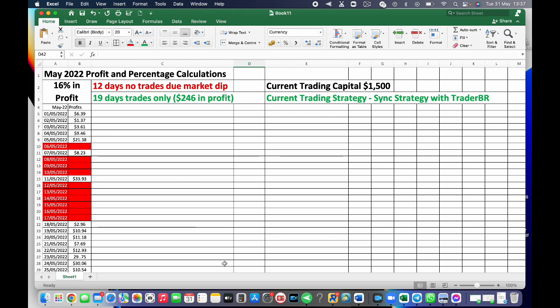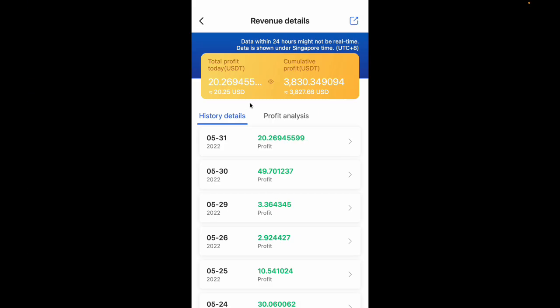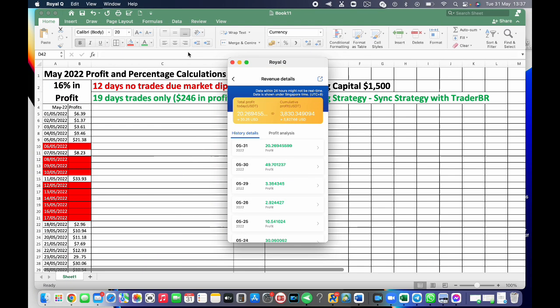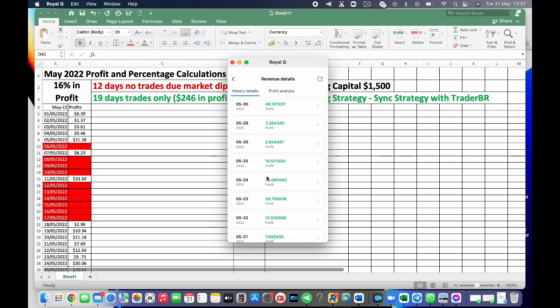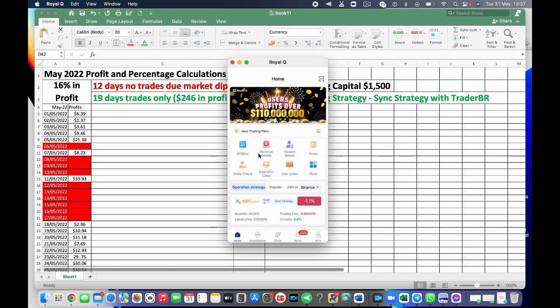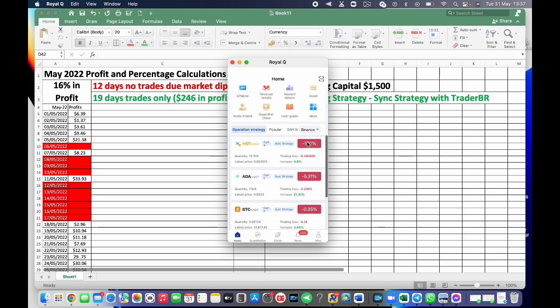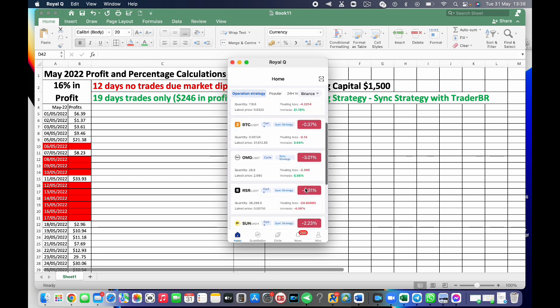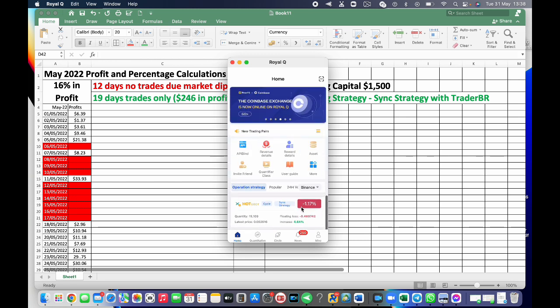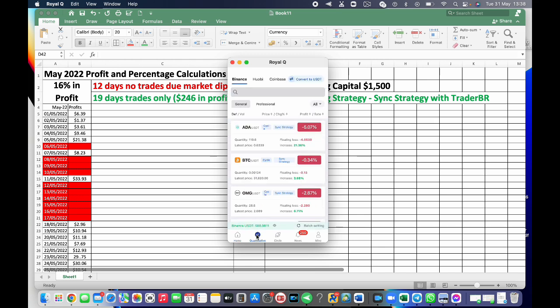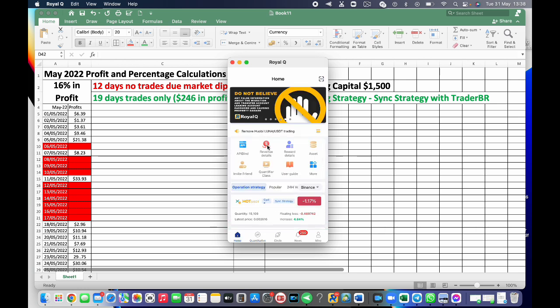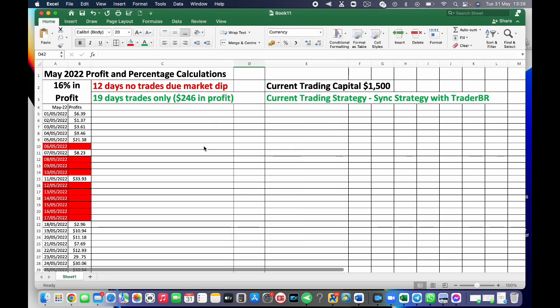For example, if I go back to my Royal Q just now, let me reduce this so we can have it right here. If I go to my trades now, you will see that the floating losses are -1, -5, -3, and -8. So these are the floating losses that I have right now. And I believe people that are trading have the same thing as me. So this month has been very, very difficult for most people and most traders.